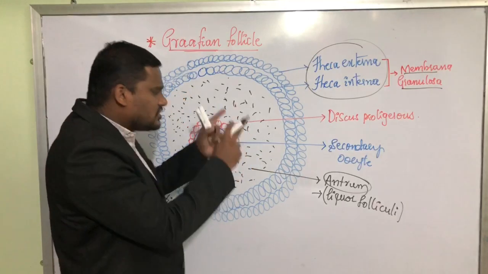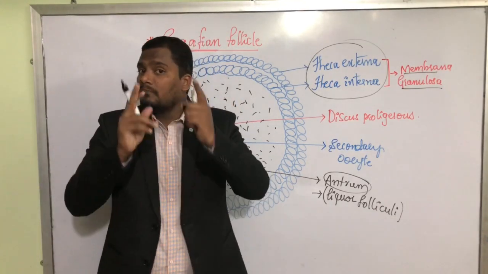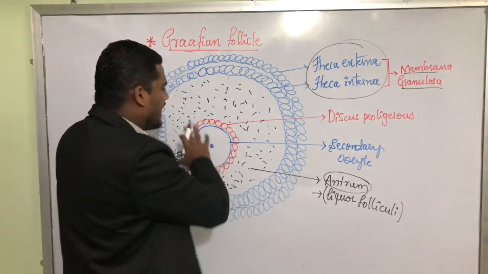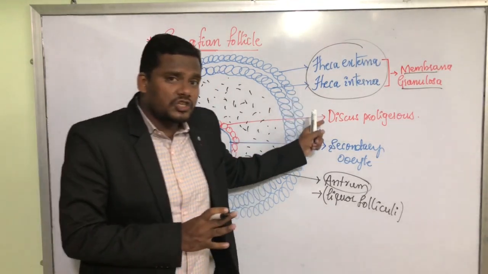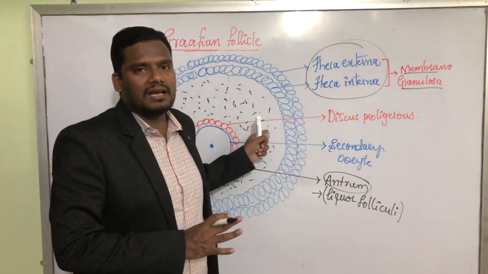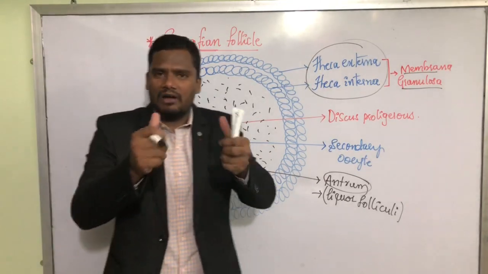Remember the labelings and the location and the function. It is very, very important for competitive exams. Many a times in the competitive exams, the diagram is given and you are asked to label these parts in the Graafian follicle. I hope you have got an idea about the Graafian follicle.